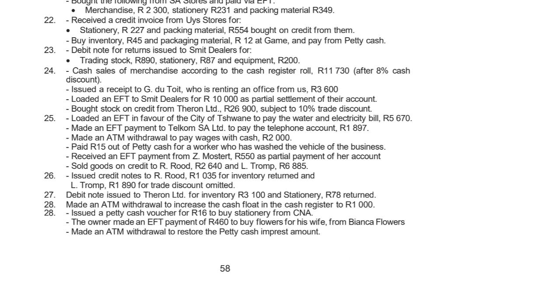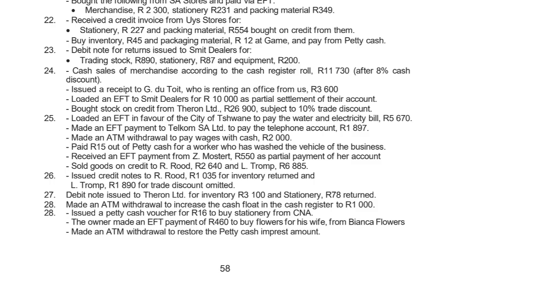Then on the 22nd, received a credit invoice from Ace Stores for stationery, packing material bought on credit from them. Buy inventory and packing material at Game and pay out of petty cash. The 23rd, debit note returns issued to Smith's Dealers for trading stock, stationery, and equipment. The 24th, cash sales of merchandise according to the cash register roll, after 8% cash discount. Issued a receipt to G. De Toy, who's renting an office from us, 3,600 Rand.